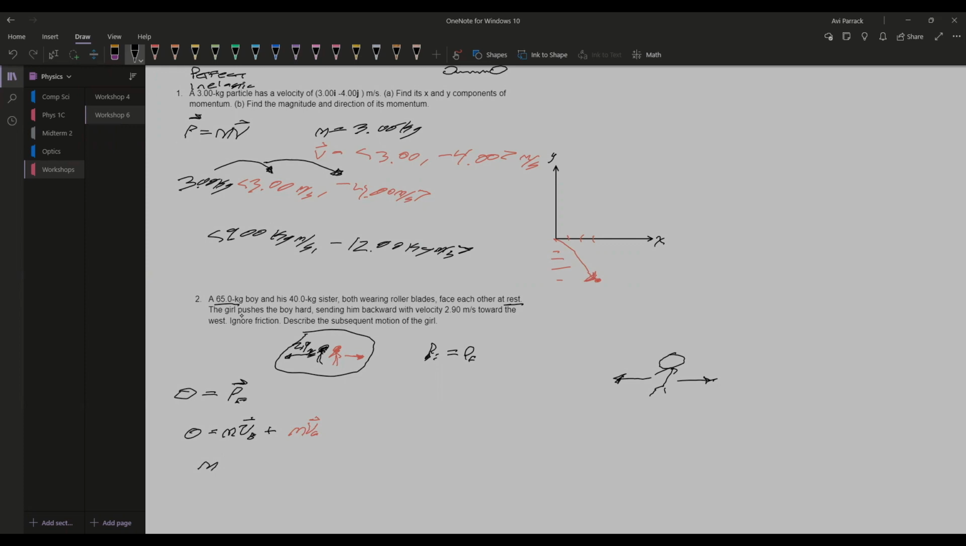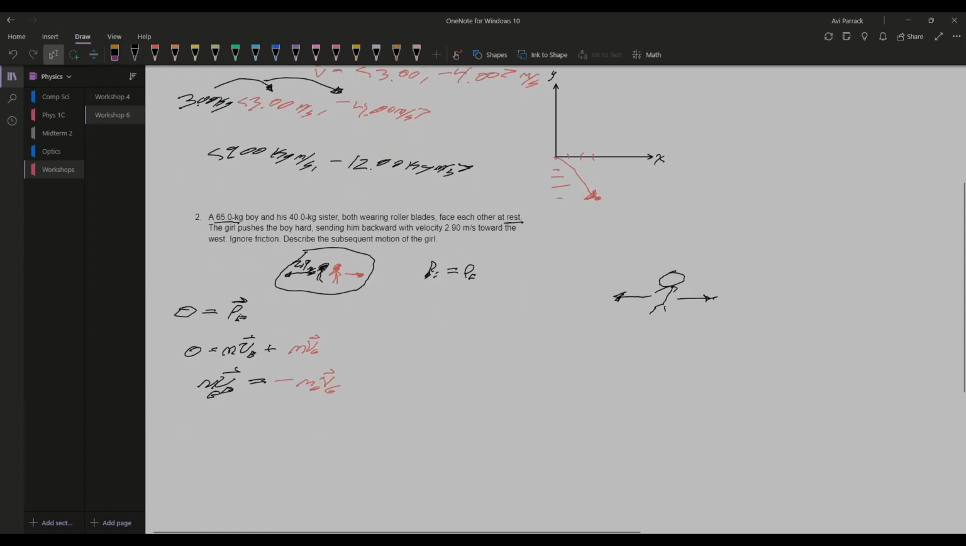Or in other words, we could say that m_b v_b needs to be equal to negative m_g, and I'm distinguishing it with color, this should be m_g and this should be m_b. They have different masses, apologies. This is v_g. So what do we want to do? We want to solve for v girl. So we can solve for this velocity by dividing by their masses, the ratio of their masses, multiplied by the velocity of the boy.